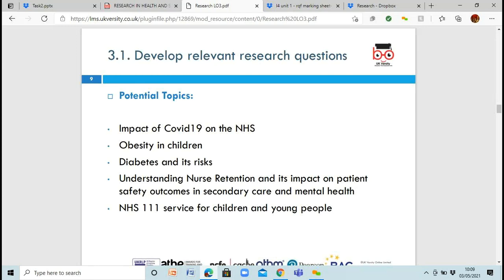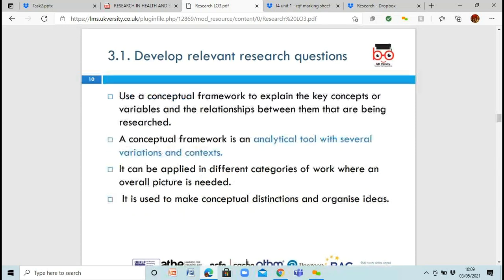And then we've got potential topics. To be honest, not many of these apply to you now because you've got one. So you could have done something like impact of COVID-19, obesity in children, diabetes and its risks, understanding nurse retention, or NHS 111 service. Then remember to use a conceptual framework. We looked at this the other day based on depression.